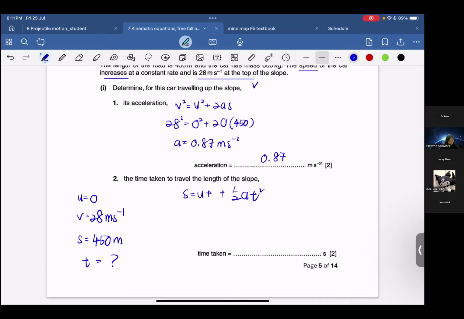32 seconds, correct, thank you. Okay, this one 32 seconds. So here S is 450, U is 0, plus 1 over 2. There are a lot of methods to solve. If I use the A, then I can substitute here. Or I can use V equals U plus AT, which is easier. So this one, 28 equals 0 plus A, which is 0.87, the acceleration I just calculated, times T.